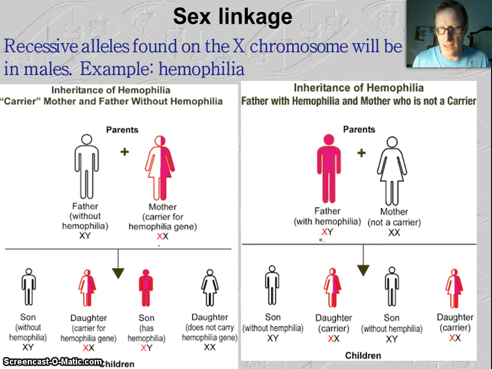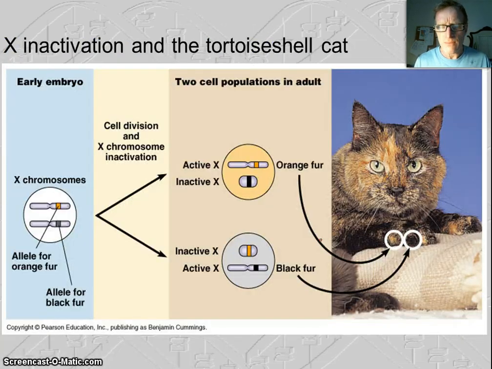Okay, so again, a little more on sex linkage producing this sort of non-Mendelian inheritance. And then tortoiseshell cats, we talked about this a little bit in class, how you can have a codominant condition like orange and black fur. That's because it's on the X, and X inactivation means that in any given cell, one of the X's is turned on, one is turned off.